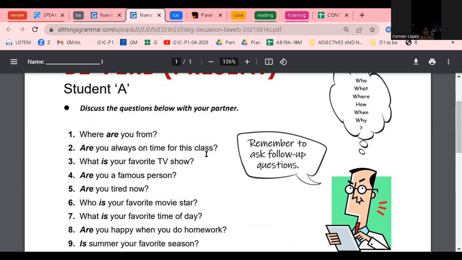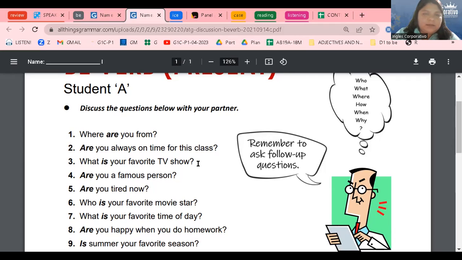So, are you always on time for this class? ¿Estás siempre a la hora para esta clase? Yes. Okay. How often are you on time? ¿Con qué frecuencia estás a tiempo? Or if your answer is no, ¿por qué? So, are you always on time for this class? No. Why? Because of my job.